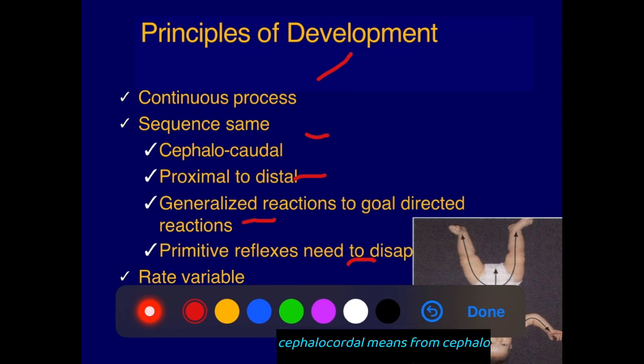Cephalocaudal means cephalo means head and caudal means towards tail, right? Proximal means from center to distal. Proximal means to pass it, distal means to दूर है. That means from midline towards the periphery, right? Then generalized, that means normal reaction जो कि एक goal directed reaction के साथ मैच करेगा, ठीक है? और primitive reflexes धीरे धीरे disappear हो जाएगी, right?